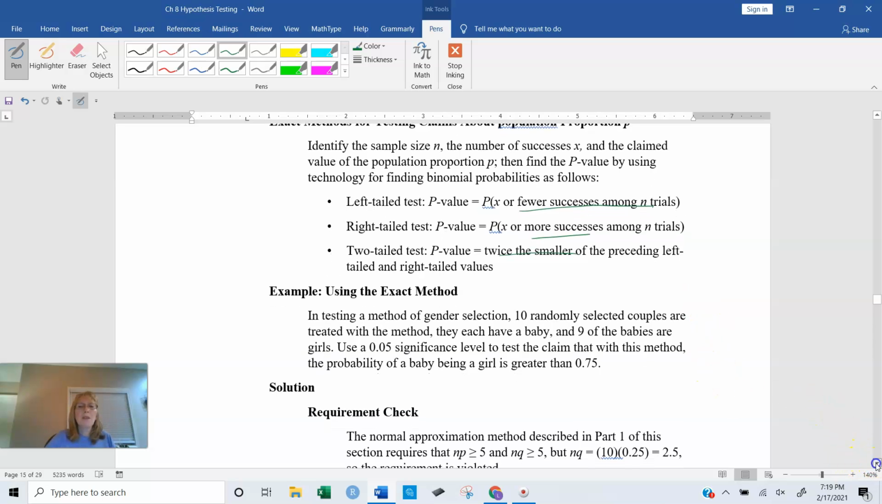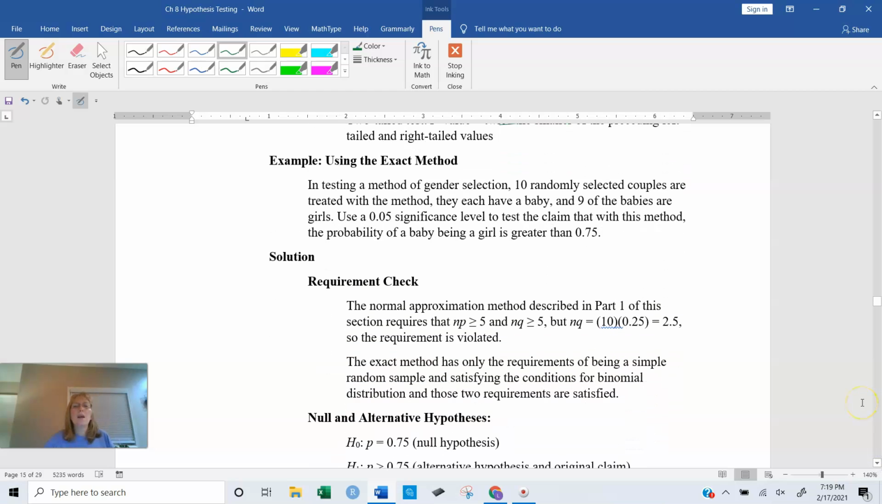Okay, the exact method of testing. Method of gender selection is what we're doing now. We have 10 randomly selected couples treated with a method. They each have a baby. 9 of the babies are girls. Use a 0.05 significance level to test the claim that with this method, the probability of a baby girl is greater than 0.75. So we want to see if this is significant or not.